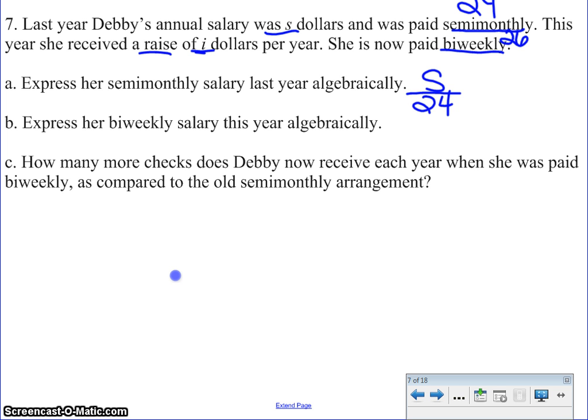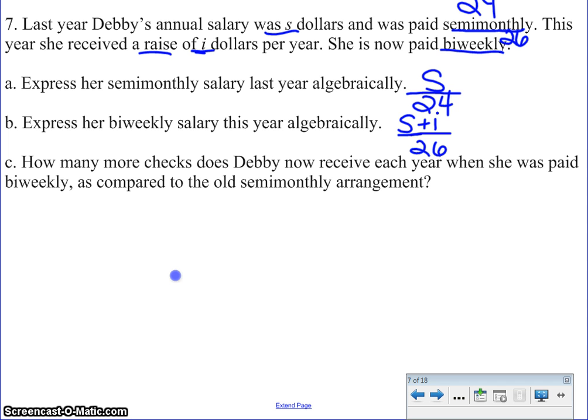The second question, B, says express her biweekly salary this year. So now she's getting 26 paychecks, so we know the bottom is going to be 26. Now the error I see most students make on this one is they just put I over 26, which means that you're just getting paid whatever the raise is. You're no longer getting paid the entire salary. Make sure you understand that when it says she got a raise, it was her salary plus that raise. So it's S plus I, all divided by 26.